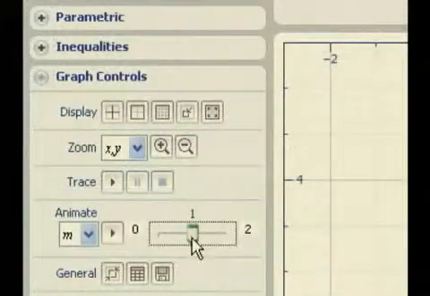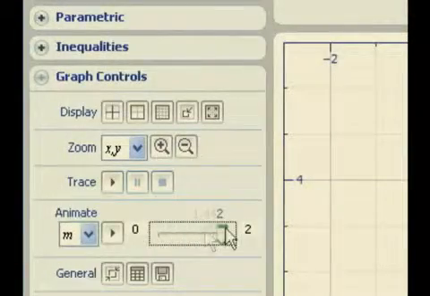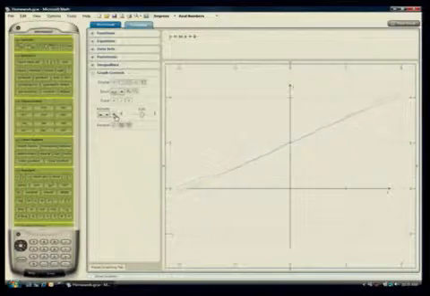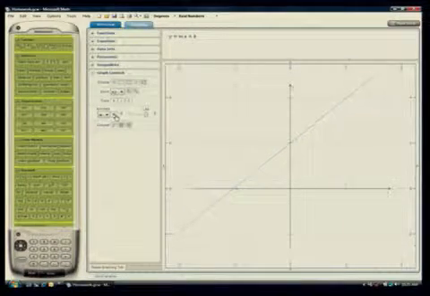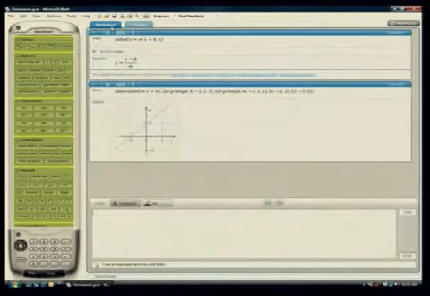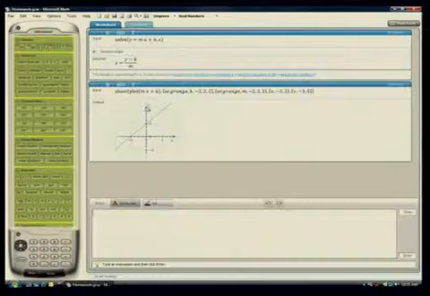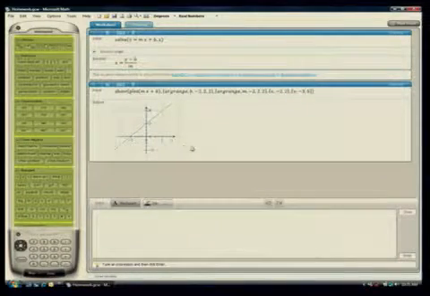You can animate the parameters of any graph in this way and explore the effects of changing the parameters. This is especially helpful for students who are learning high school algebra. Now, looking back at our worksheet, you can see that our new graphs have been added. We can open and work from them again at a later time.